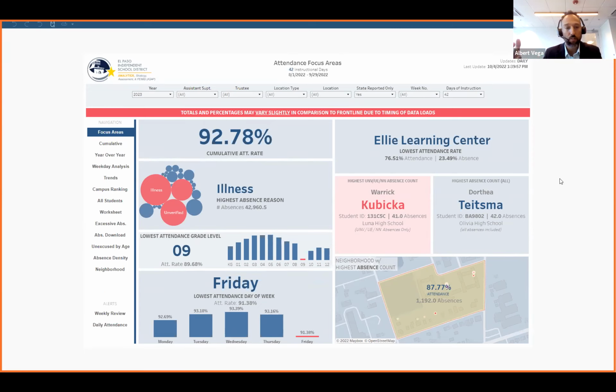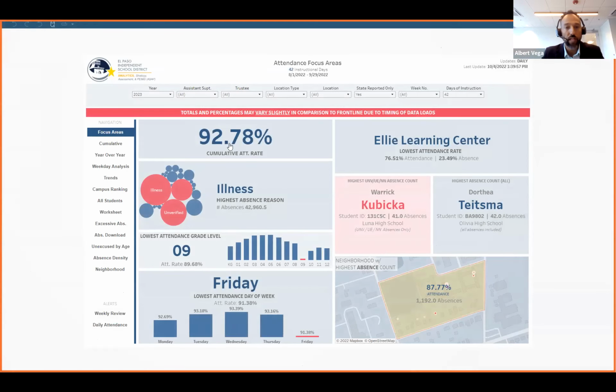As soon as a user signs into this dashboard, depending on their level of access, they will be immediately directed to their campus. But in our case, we are district users, so we see everything at a high level. We're going to put our district hat on and look at attendance at a district level. Immediately when you sign into this dashboard, what you see is our cumulative rate.